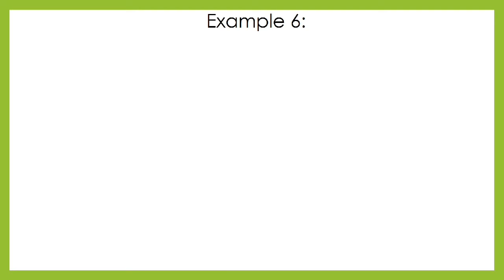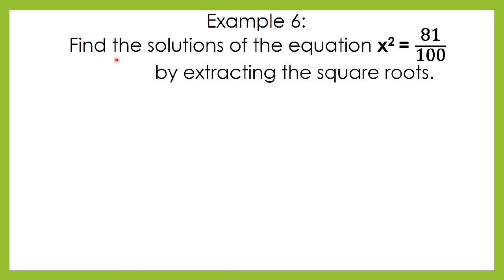Let us have example 6. Find the solutions of the equation x squared equals 81 over 100 by extracting the square roots. This is our given equation, x squared equals 81 over 100. So, nasa form na siya na ax squared equals c. Okay, so ang c natin is greater than 0. So, we have two solutions of this equation. Okay, let us solve for the solutions.